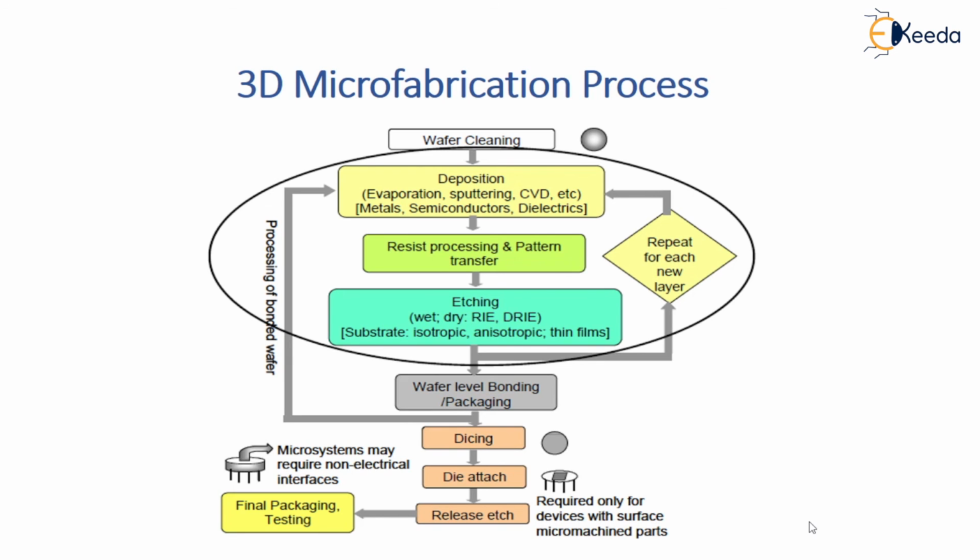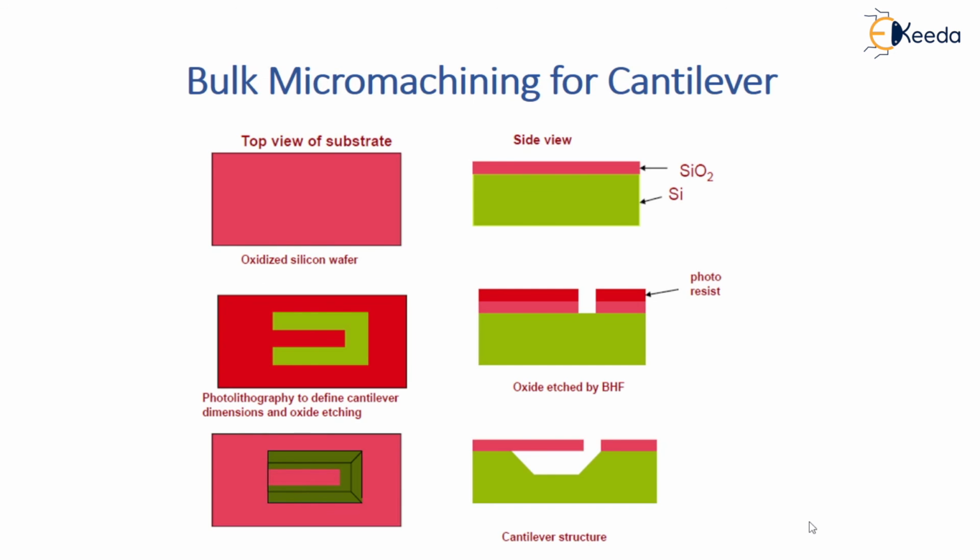Okay. So bulk micromachining for a cantilever, where the top side of the substrate is oxidized silicon, SiO2, which is shown in the figure. Then photolithography is done to define the cantilever dimension, and the oxide is etched, and the photoresist will create the part, and the oxide is etched by BHF. Okay, so after that, it creates a cantilever structure. That is, this part is only there and this part is easy to remove. And after this part is removed, we get a cantilever structure.